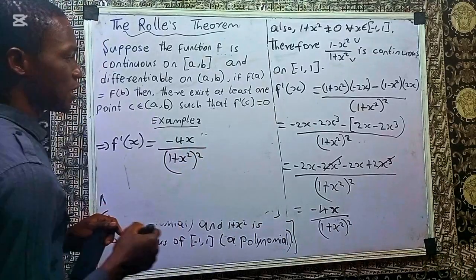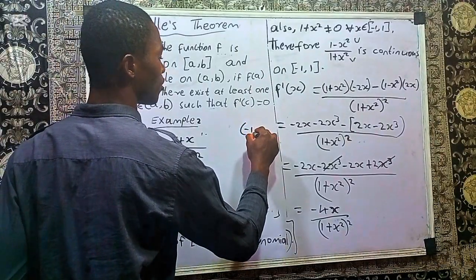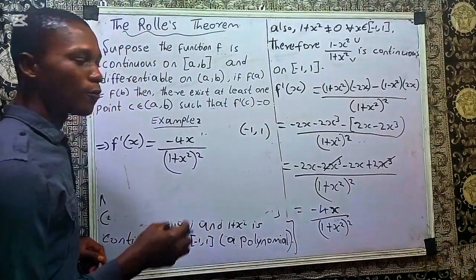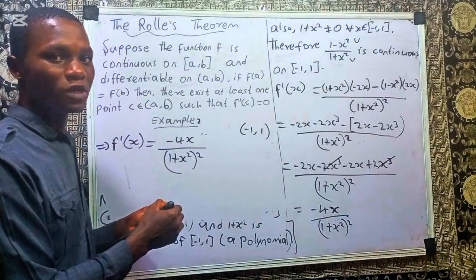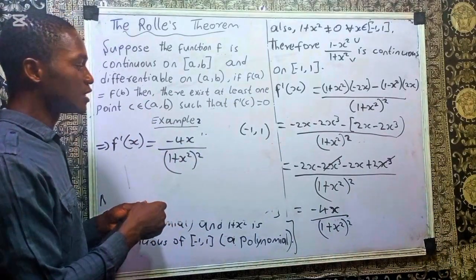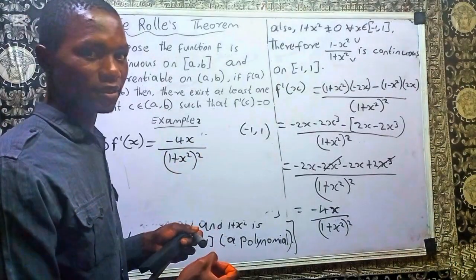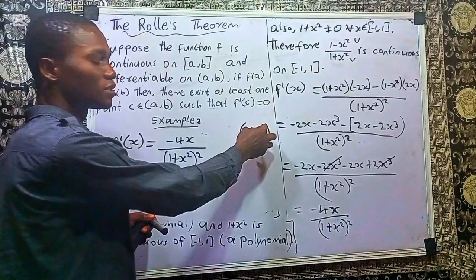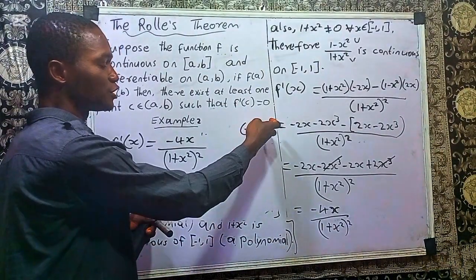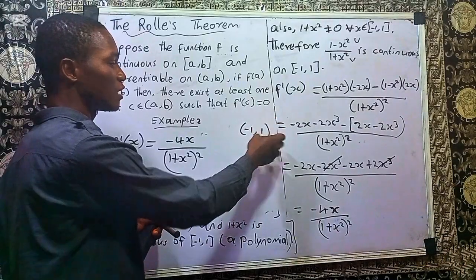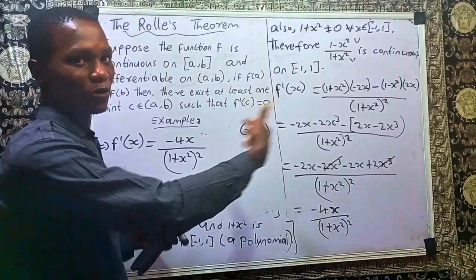Now we are considering the open interval. The open interval is what? Negative 1, 1. I want this derivative to exist. When we say exist, it means that this derivative should be a real number as you substitute the values of x in this open interval, numbers between negative 1 and 1. Negative 1 is not inclusive and 1 is not inclusive. You are checking the numbers within.